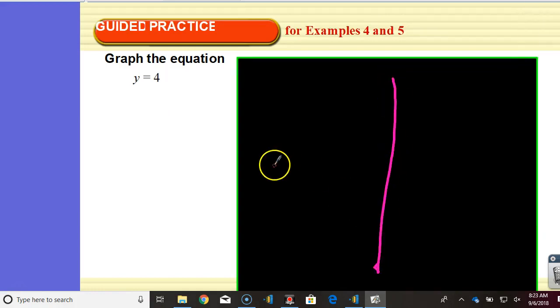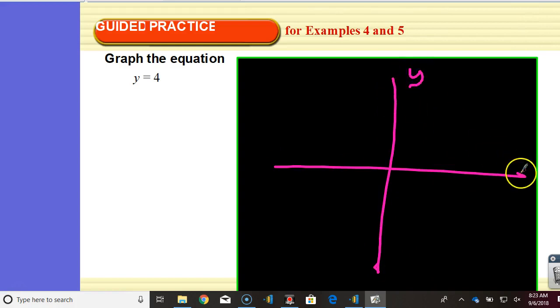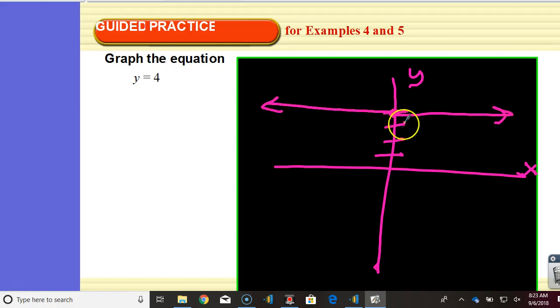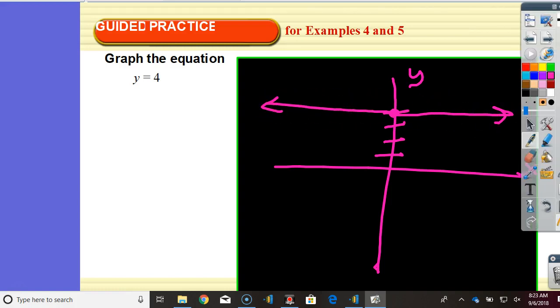Graph the equation y equals 4. Y-axis, x-axis, y is 4, 1, 2, 3, 4 here. And everywhere along this horizontal line, your y value is 4. Everything along this line, y equals 4. The y value is 4.